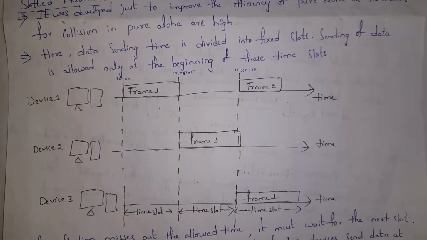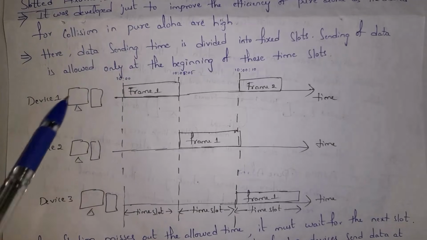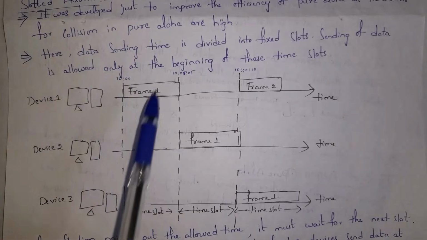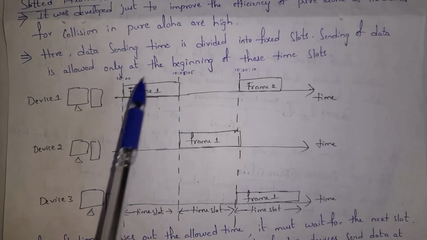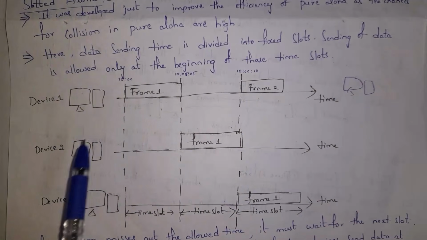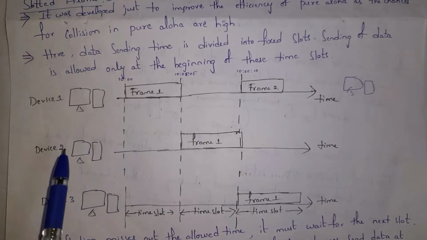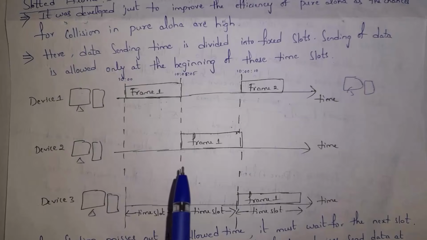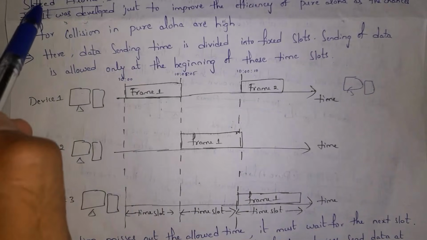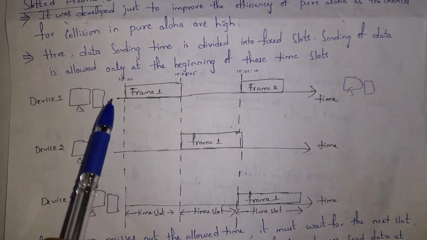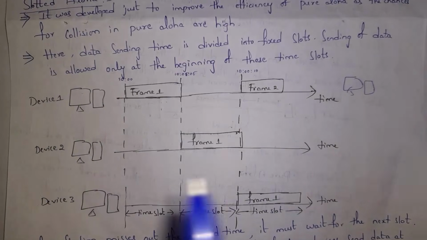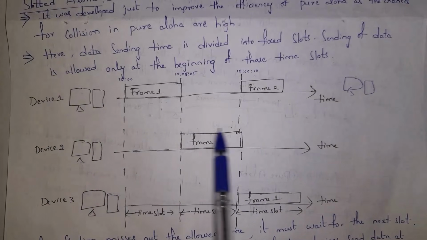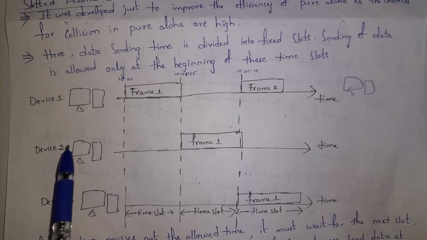For example, device 1 is sending one frame. As no other devices are transferring data in this time slot, frame 1 successfully reaches the receiver. For example, at 10.2 seconds, device 2 wants to send data, but it cannot, because in slotted Aloha, a device must send data only at the beginning of a time slot. Then the device needs to wait for the next time slot, and send data only at the beginning of it.